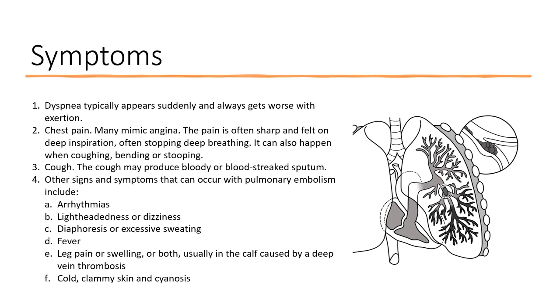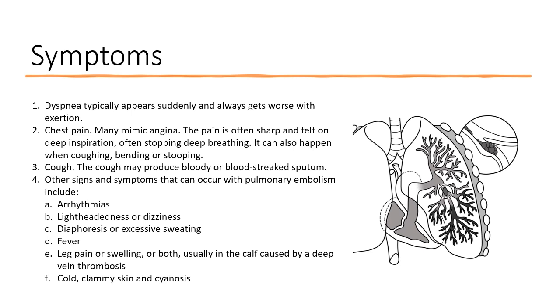Symptoms of pulmonary embolism vary greatly, depending on how much lung is involved, the size of the clots, and whether there is underlying lung or heart disease. Common signs and symptoms include the following. 1. Dyspnea typically appears suddenly and always gets worse with exertion. 2. Chest pain may mimic angina.